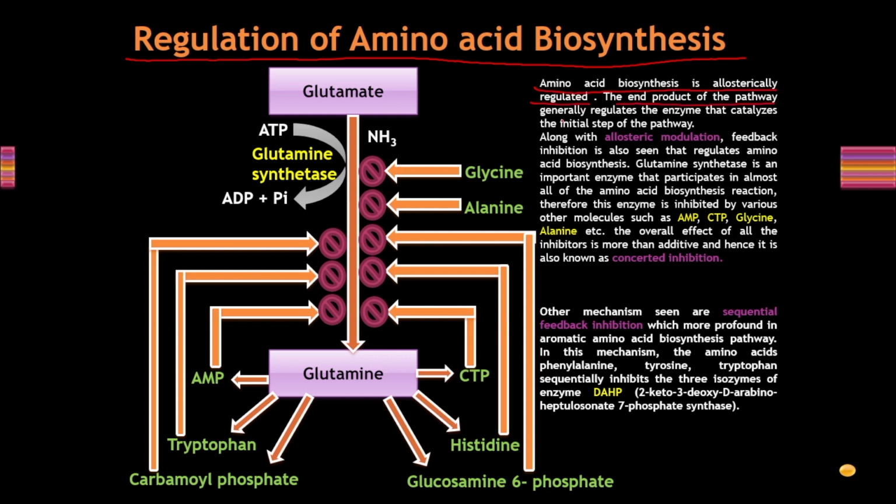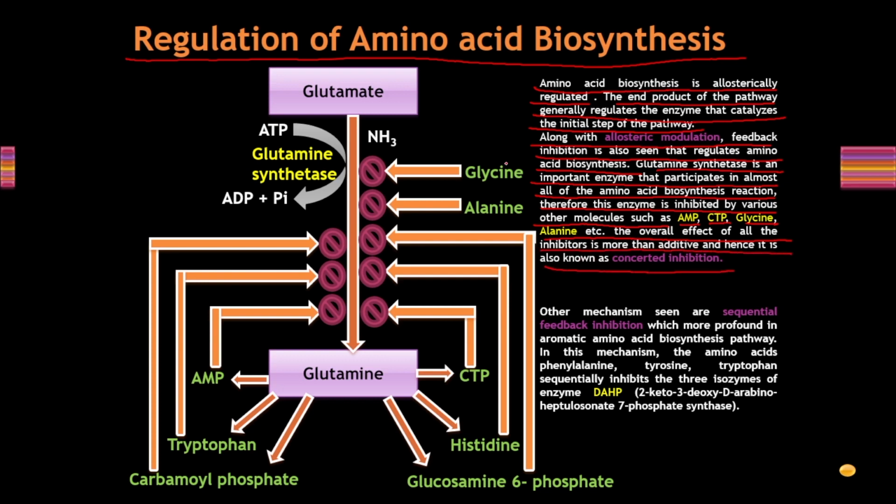The end product of the pathway generally regulates the enzyme that catalyzes the initial step of the pathway. Along with the allosteric modulations, feedback inhibition is also seen that regulates the amino acid biosynthesis. Glutamine synthetase is an important enzyme that participates in almost all the biosynthesis pathway reactions. Therefore, this enzyme is inhibited by various other molecules such as AMP, CTP, glycine, alanine. The overall effect of all the inhibitors is more than additive, and it is hence known as the concerted inhibition.